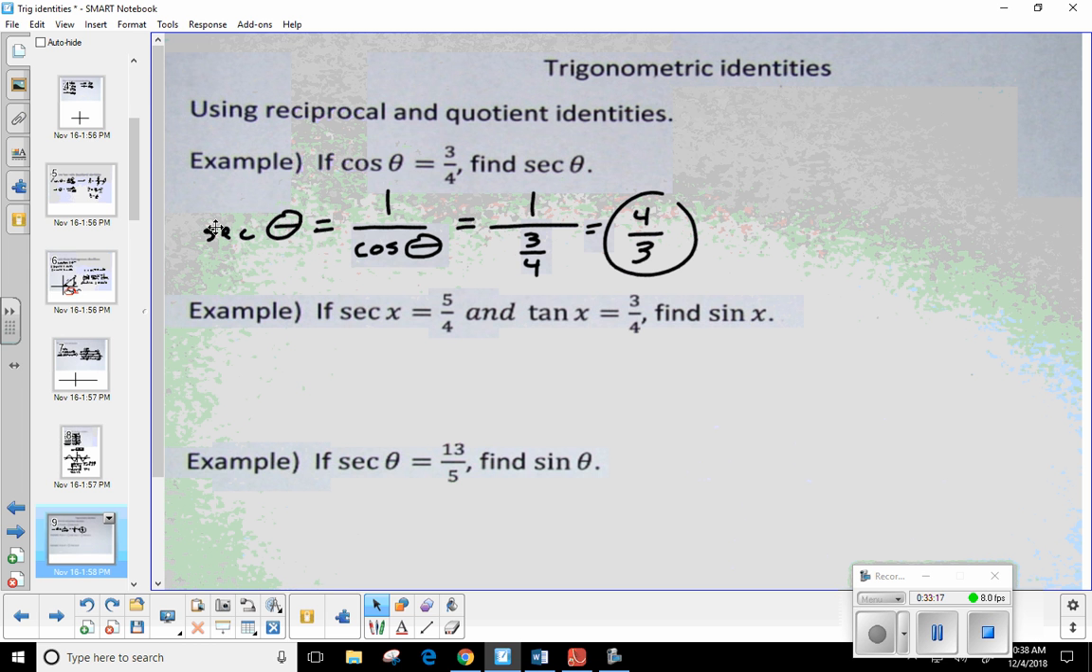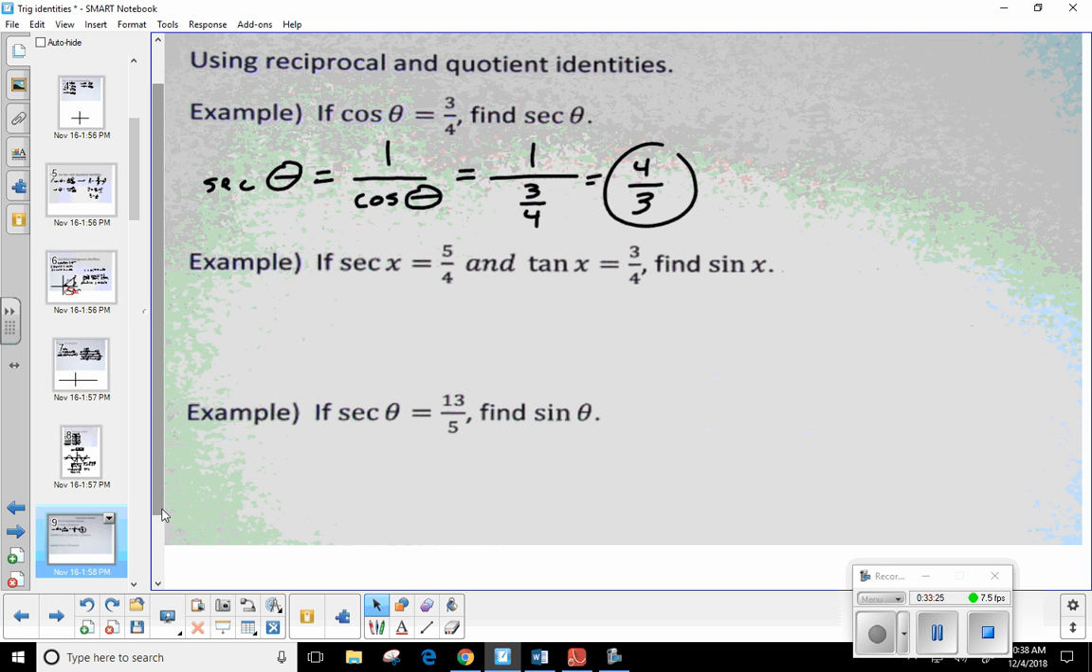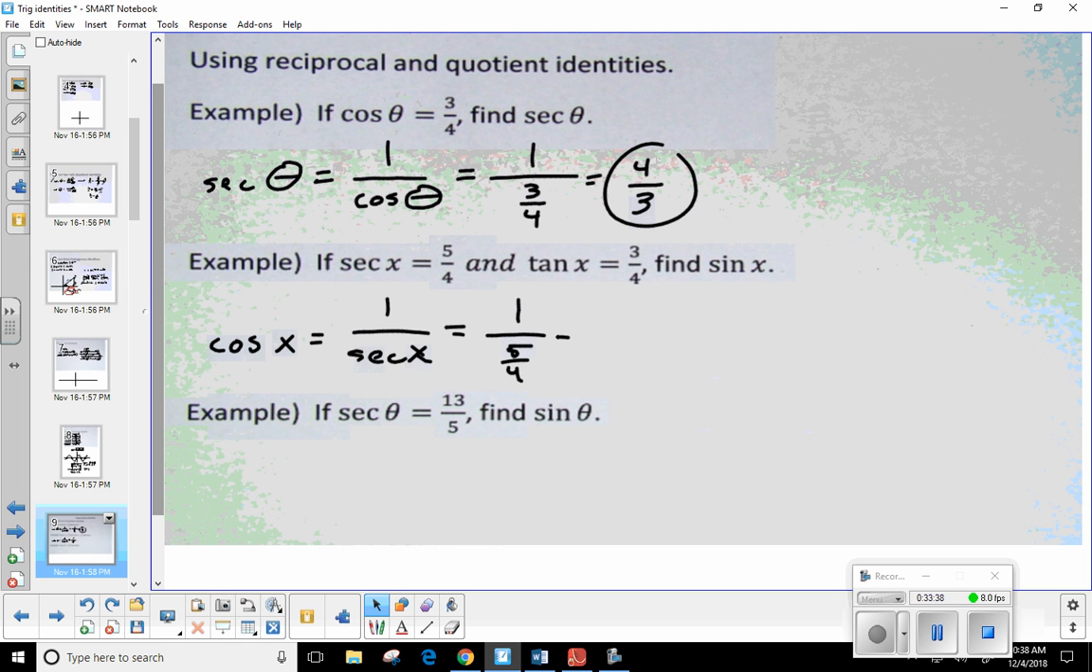Now there's something we need to do before that. Let's use the reciprocal. Because we're given secant, that means we should immediately have what? Cosine, right? Because cosine of x is equal to 1 over secant of x. So just like we did a moment ago, this is 1 over 5/4. So cosine should be 4/5.